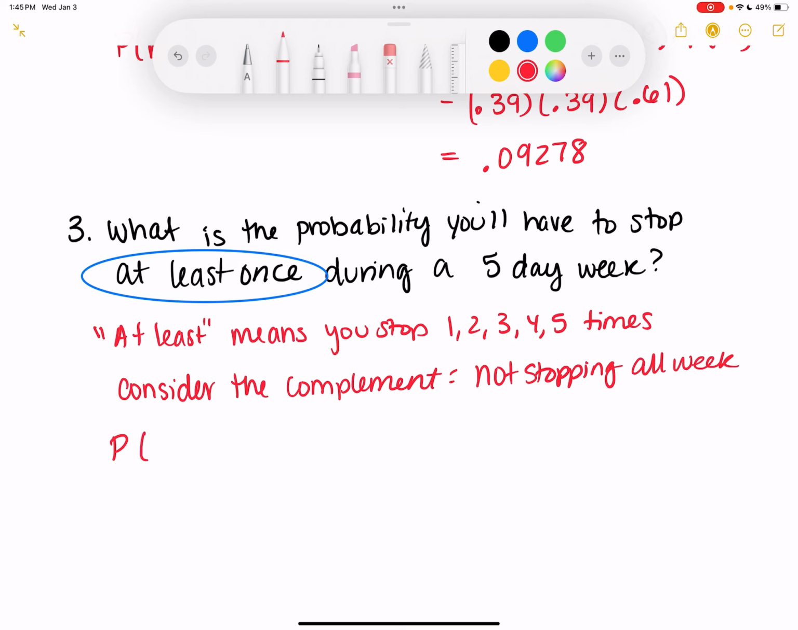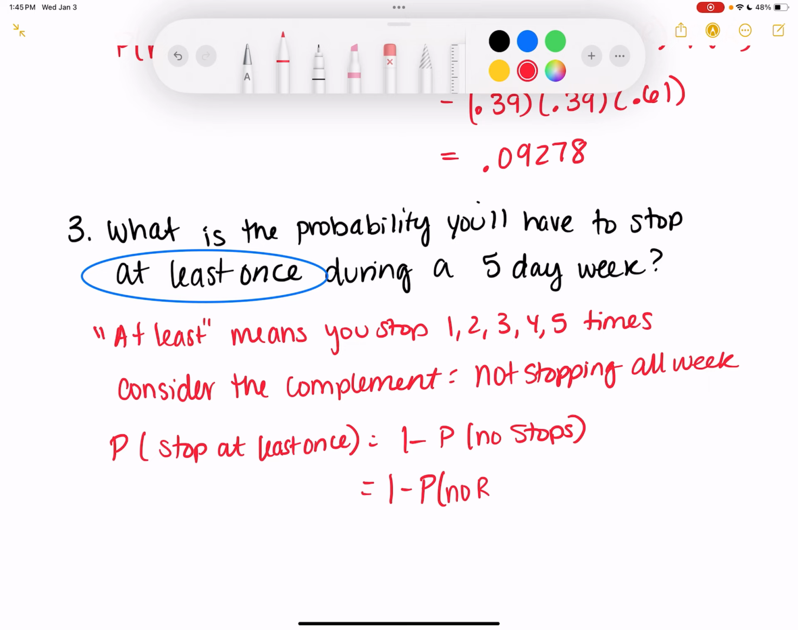All right, the probability that we stop at least once is the same thing as 1 minus the probability of no stops. Stop at least once means 1 or more times, so the only way that doesn't happen is no stops. That makes a lot of sense. So this would be 1 minus the probability of no red intersected with no red, intersected with no red, intersected with no red, intersected with no red. That's 5 of them to be specific.